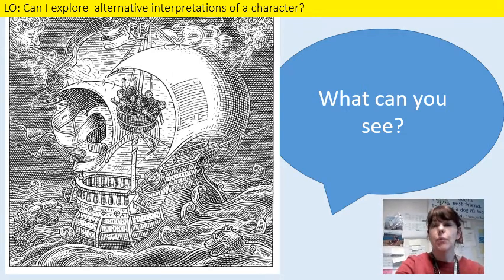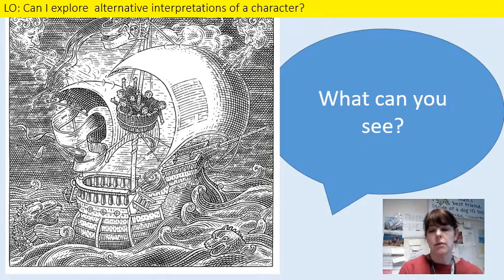Hello Year 8 and welcome to Lesson 11 of The Lion, the Witch and the Wardrobe, and today we're going to be turning our attention to beginning to plan for an assessment piece, and we're going to be looking very closely at the character of Edmund. But what I'd like you to do first of all is have a look at the image on the screen in front of you and ask yourself, what do you see?